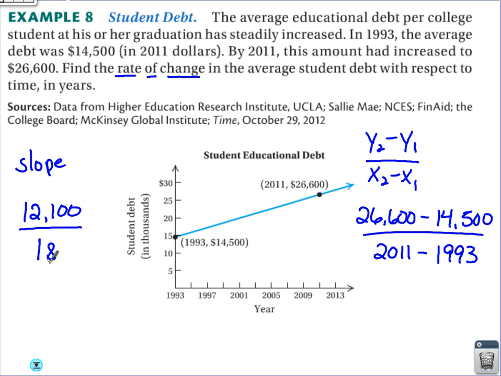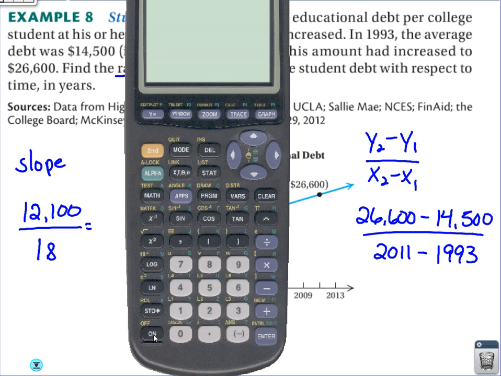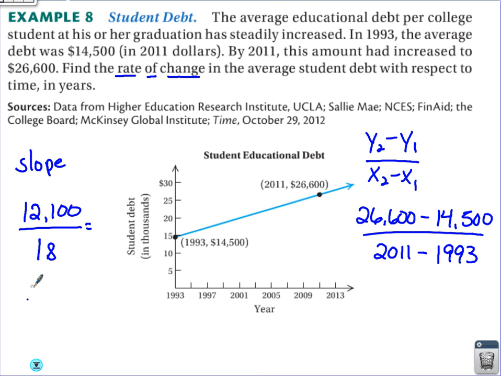So what that means is our debt has changed by $12,100 over 18 years. That tells you how quickly the debt is changing on average. That's the reason we call it an average rate of change. But we could go a step further. Let's reduce this. Let's take out our calculators and take 12,100 and divide it by 18. And we get about $672.22.